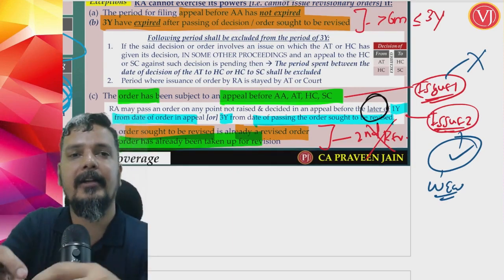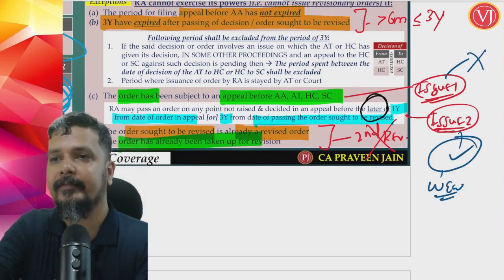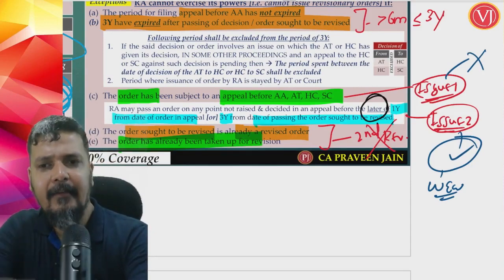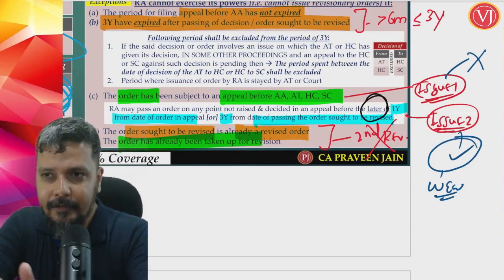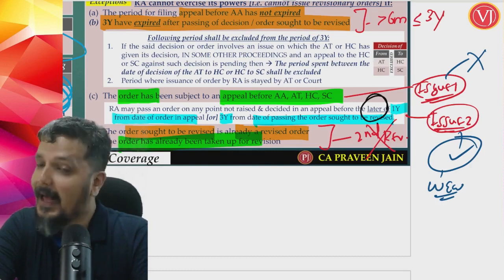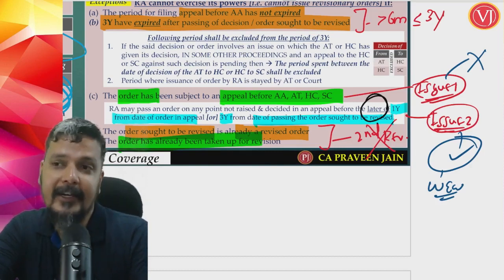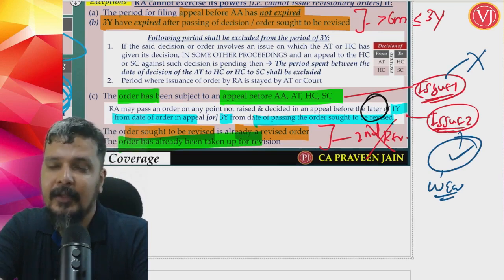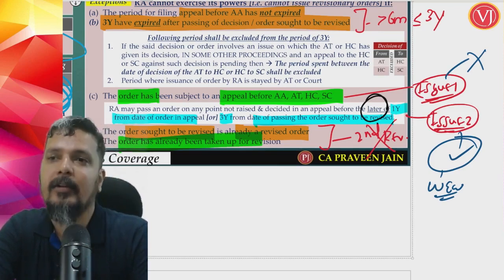If a particular case is already pending in appeals, assume there are 2 issues involved. Issue 1 is already touched by appeals. Revision authority can never take up issue 1. Issue 2 is not touched. As of now, it will not take up because at a later point of time, issue 2 could also have been taken up. They will wait and watch. When they wait and watch, they want extra time.